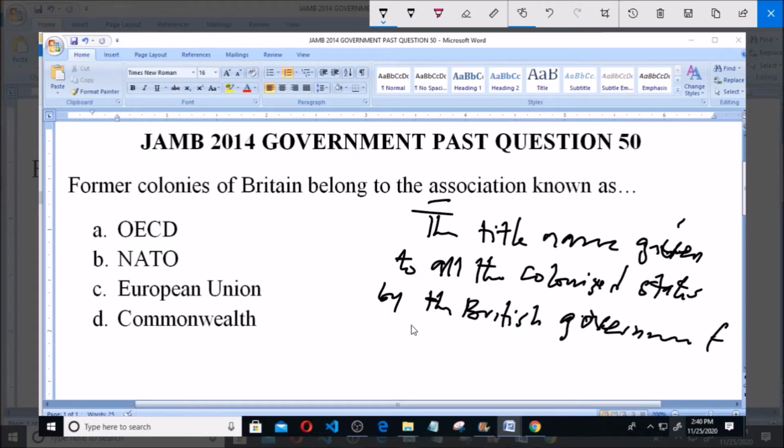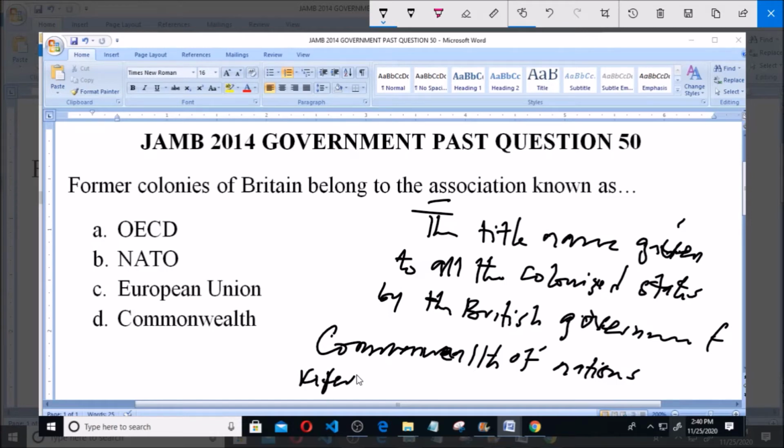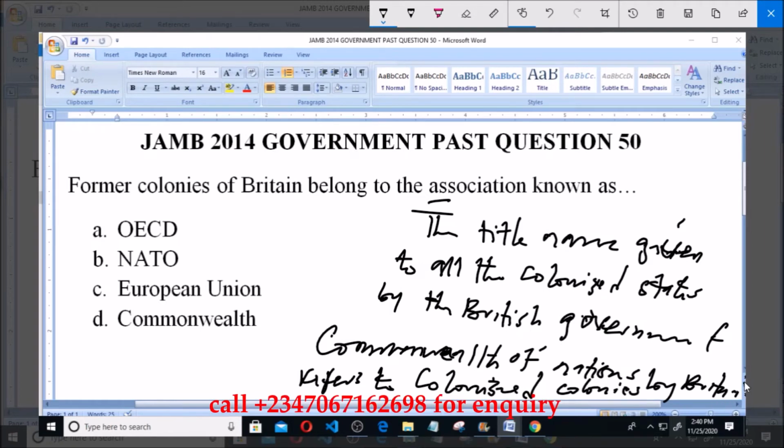And as we answered in one of the previous questions, Commonwealth of Nations refers to colonies colonized by Britain. So we have answered the question by this exercise.